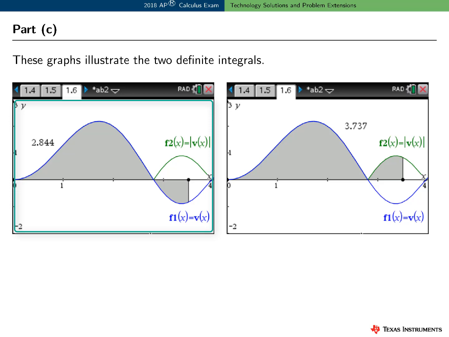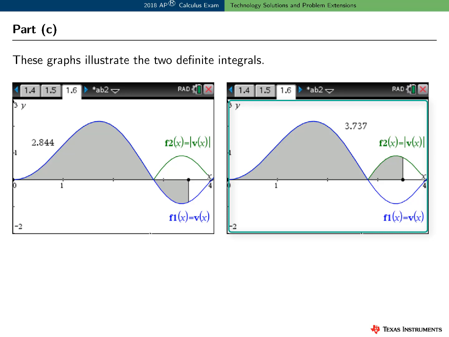The accumulation of the velocity function is the net change in position or displacement. The graph of the absolute value of v is the same as the graph of v where v is positive, and reflected across the x-axis where v is negative. The value of the second integral is the area of the shaded regions. The accumulation of the absolute value of velocity is total distance traveled.